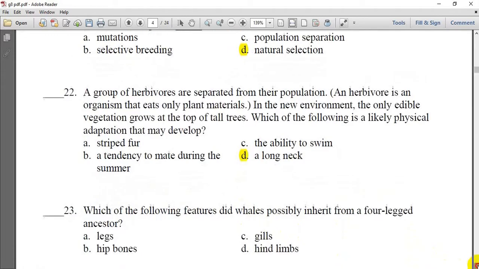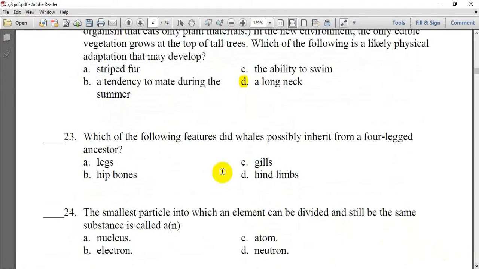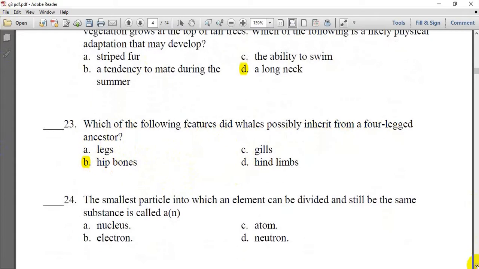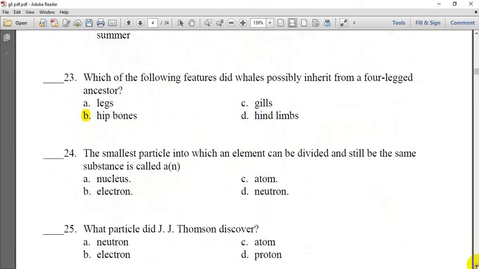Question 23. Which of the following features did whales possibly inherit from a four-legged ancestor? Whales, as we said before, have hip bones, and the hip bones indicate that they may have evolved from mammals that lived on land. Question 24. The smallest particle in which an element can be divided and still be the same substance is called the atom. The smallest particle in matter is the atom.